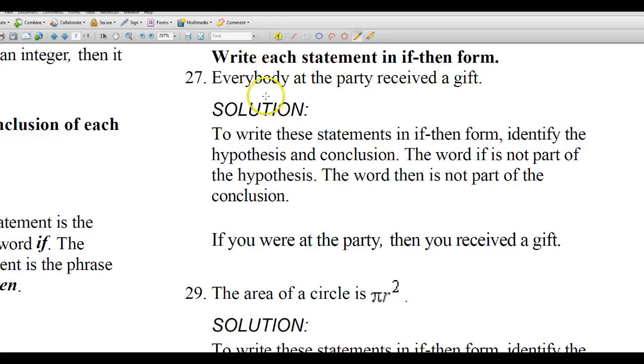Next, we want to write each statement in if-then form. So everybody at the party received a gift. So we need to sneak if and then in there some way. We might need to rephrase some things a little bit here. So if you were at the party, then you received a gift. So notice how this changes. Everybody at the party received a gift changes to if you were at the party, then you received a gift.